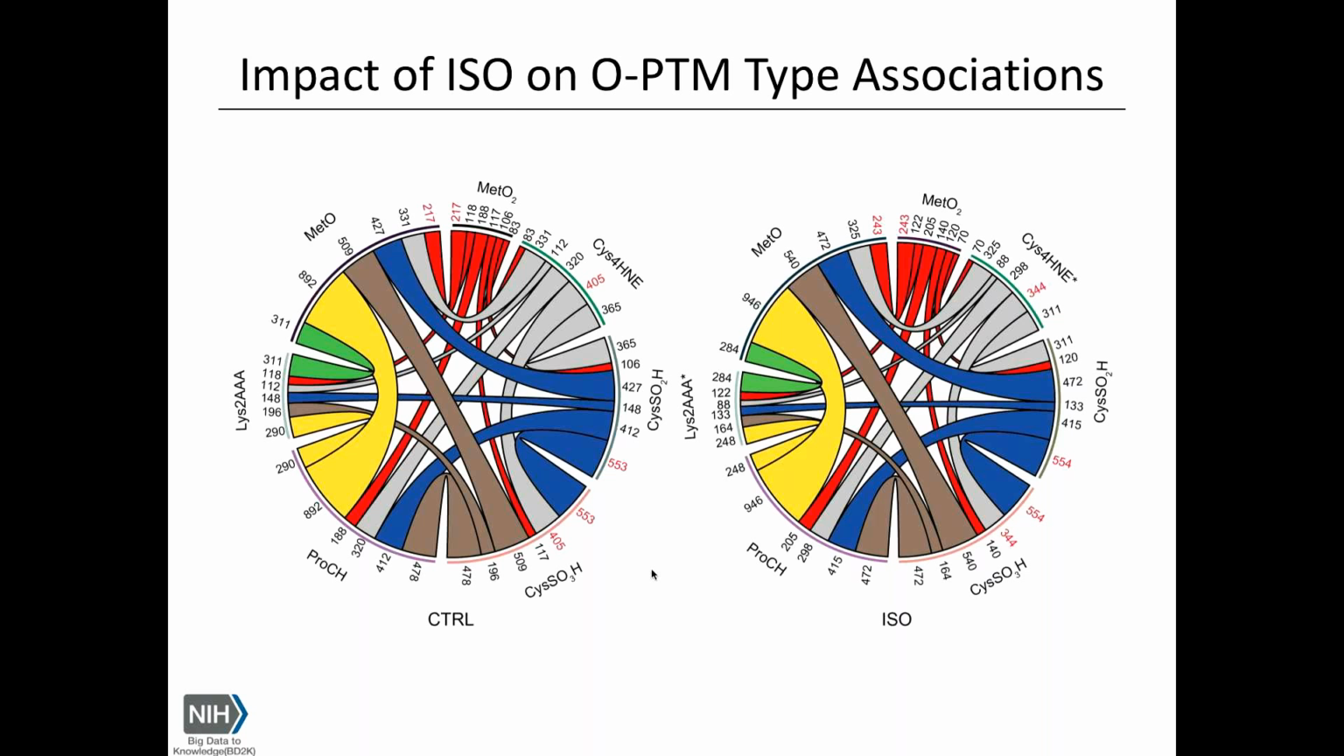So we first inspected how O-PTM types and associations changed following ISO treatment. Here, the circular interaction graphs portray the association between each of the 7 O-PTMs with respect to the number of their co-modified proteins during control and ISO conditions. Each node represents a type of modification, whereas each edge represents a co-modified protein. So proteins that are shared between the same 2 O-PTMs are coupled together and labeled with the total number of shared proteins in that cluster.